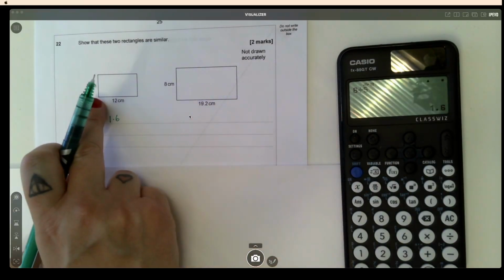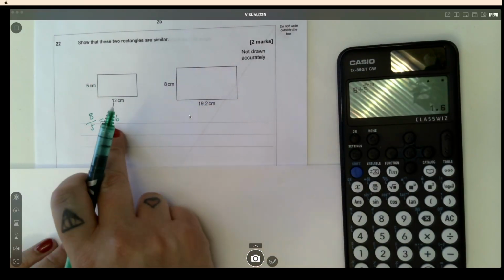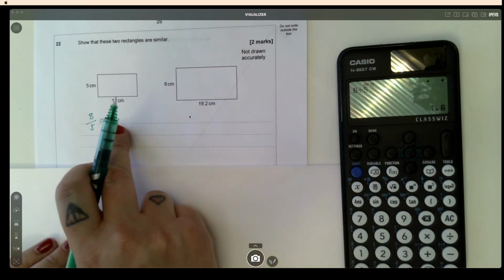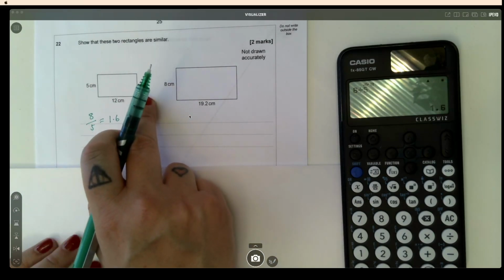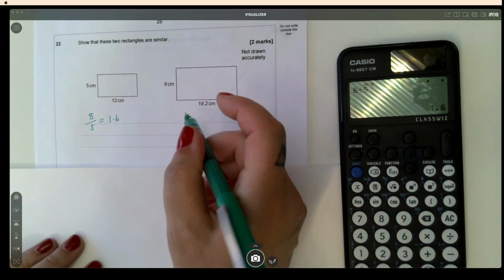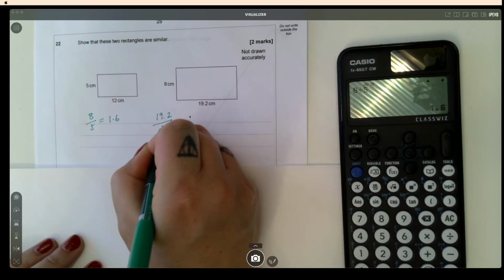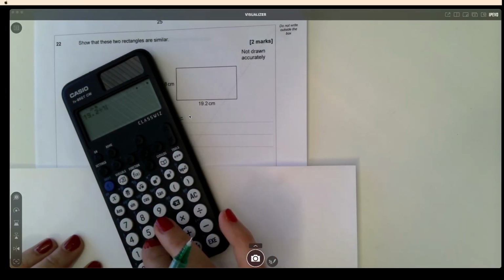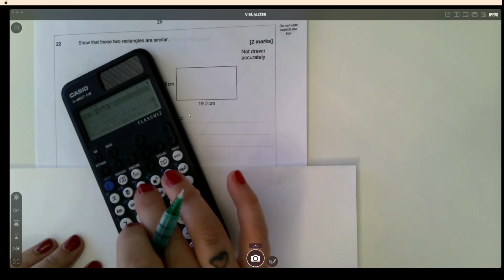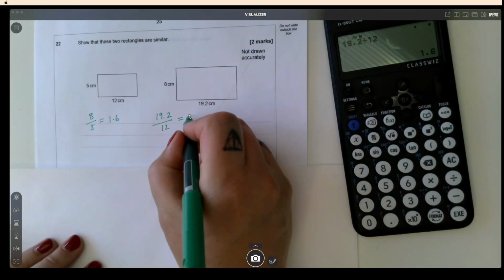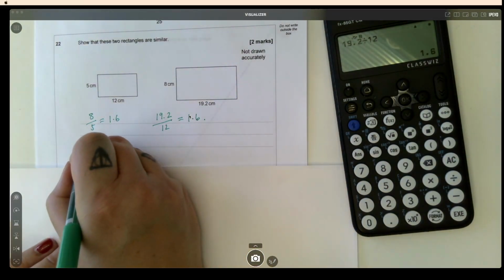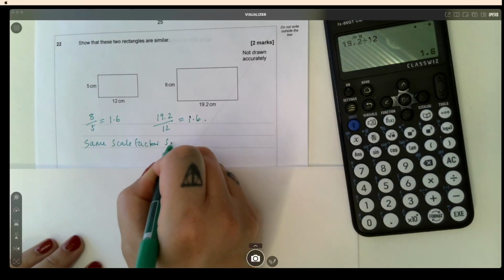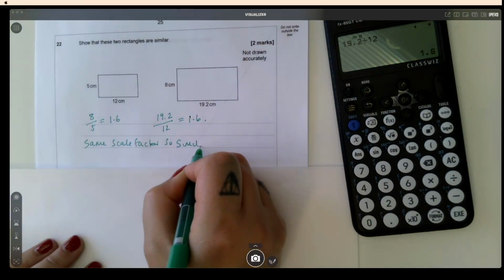So let's check if it's the same for the length, because if we get the same scale factor, they're similar. If we don't, then they're not similar, because that scale factor would multiply all of the lengths to make the new similar shape. So now we're going to do 19.2 divided by 12. Again, that is 1.6. Same scale factor, so similar.